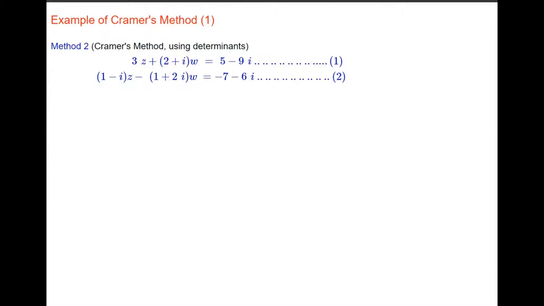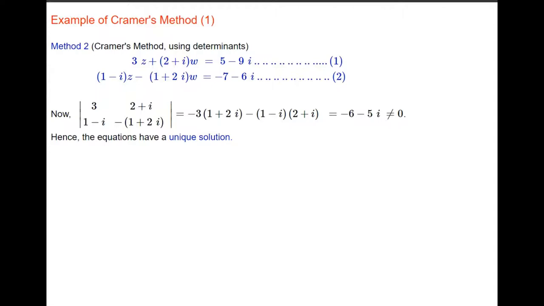Now, the determinant of the coefficients, that is 3, 2 + i, 1 - i, and -(1 + 2i), will become -3 times (1 + 2i) minus (1 - i) times (2 + i), and that will all come out to -6 - 5i. And that is non-zero, so the equations will have a unique solution.